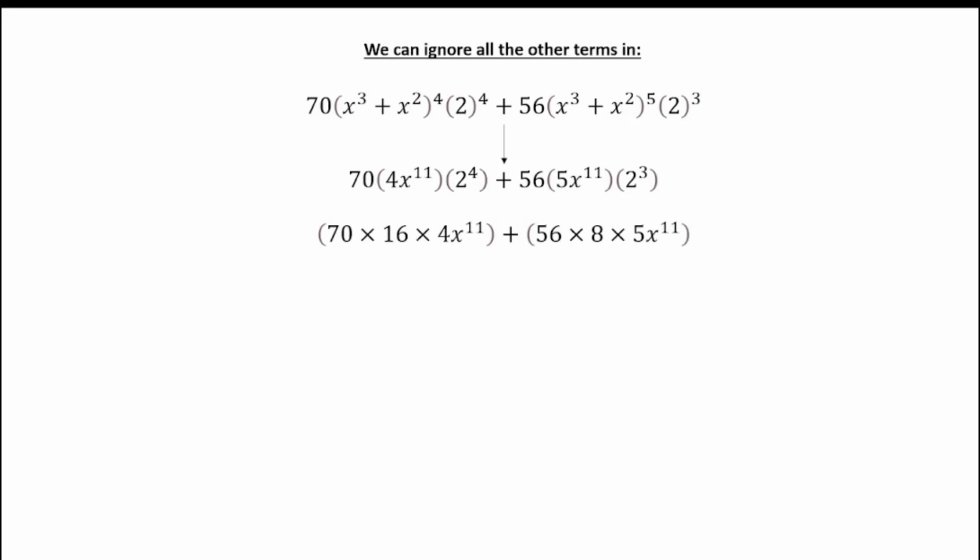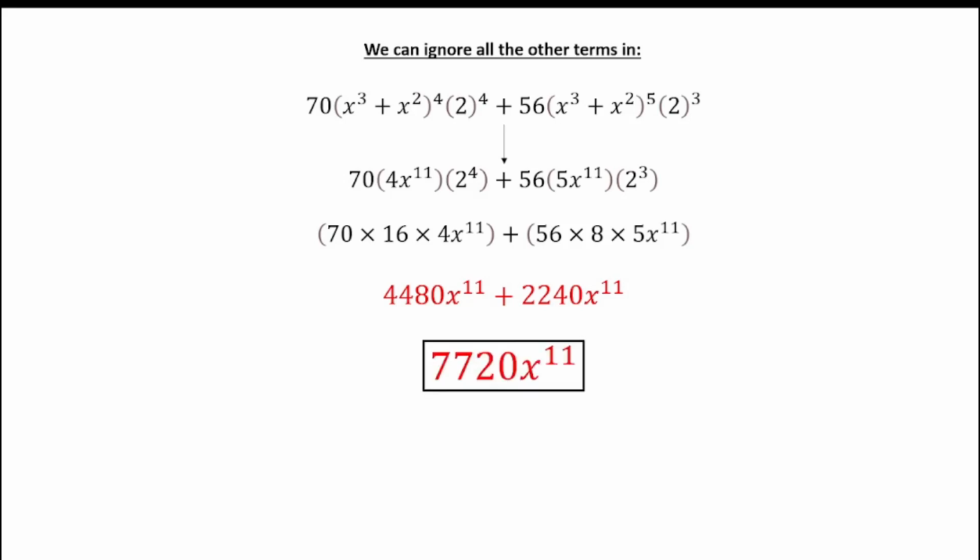We know that 2 to the power 4 is 16 and 2 to the power 3 is 8. And this is near the end of the video now, where we can work out the coefficient. So 16 times 70 times 4 and 56 times 8 times 5 is equal to 4,480x to the 11 plus 2,240x to the 11, and in total it is 7,720x to the 11.